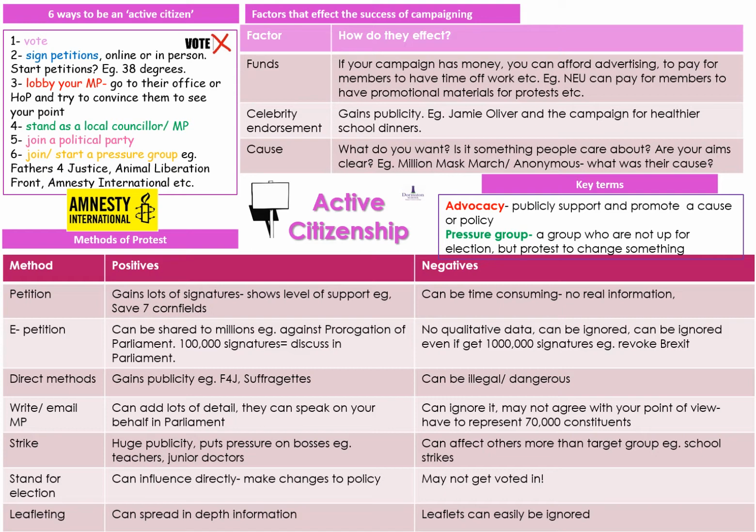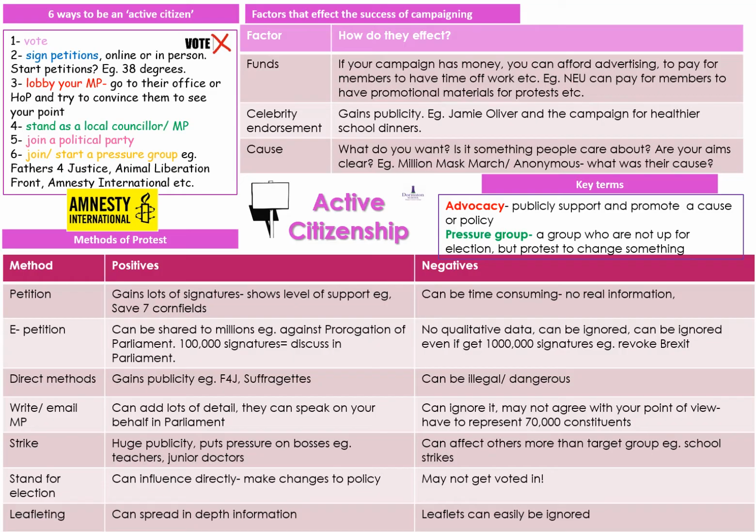E-petitions are far more widely used. These can be shared across the internet to millions of people. So, for example, a petition that gets over 100,000 signatures is usually discussed in Parliament. So, for example, against the prorogation of Parliament, they can be discussed in Parliament and then laws can be changed.